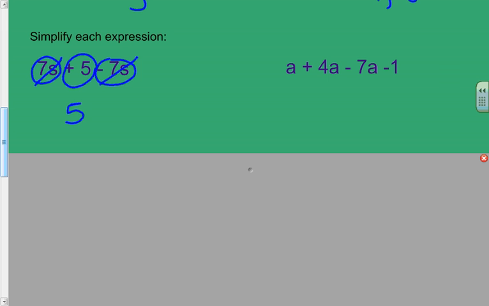Over here we have apples. We have 1 apple plus 4 apples minus 7 apples minus 1. So the first 3 terms in this expression are like terms. So we're going to take 1 apple plus 4 apples. It's going to make 5 apples. Then we're going to take away 7 apples. 5 apples take away 7 apples is negative 2 apples. And then the minus 1 just comes on down. And this is the simplified version of that expression. We cannot combine the 2a and the 1 because they are not like terms. That's as far as we can take that one.